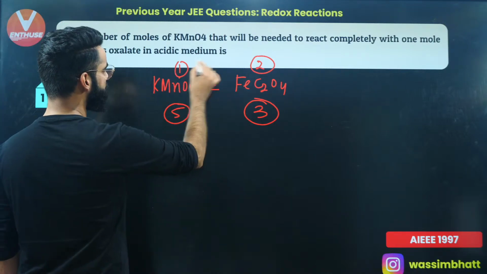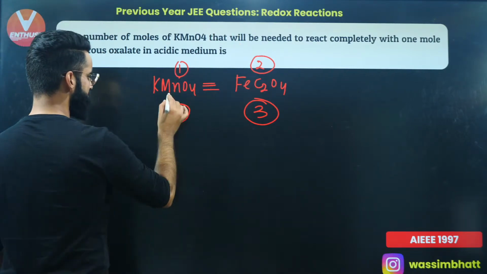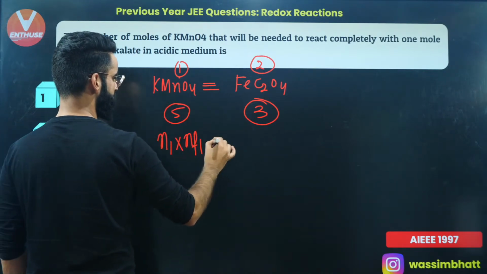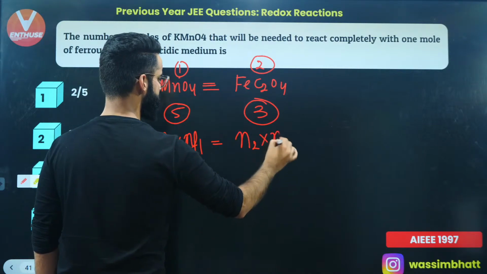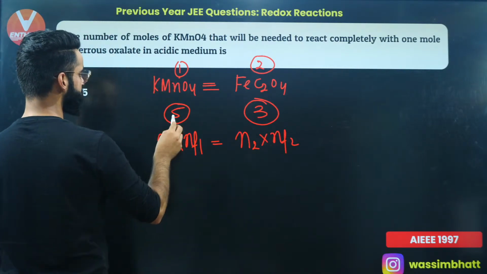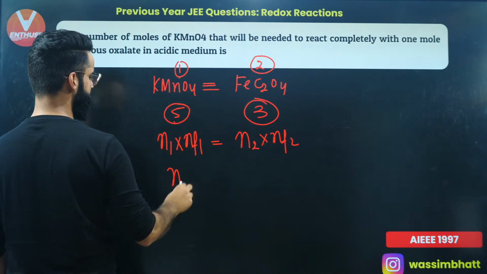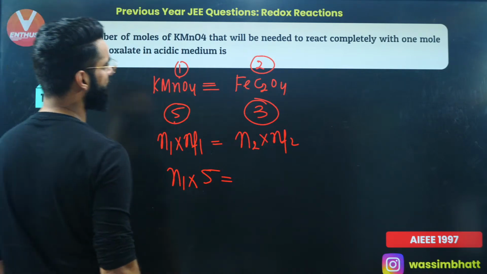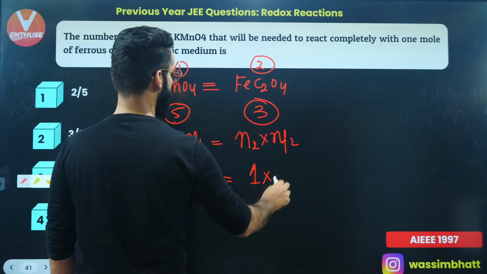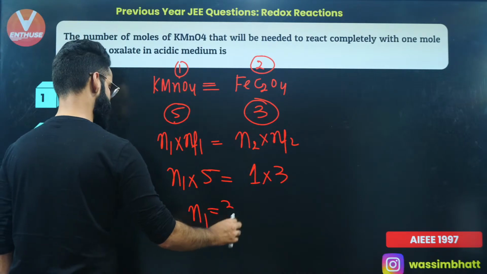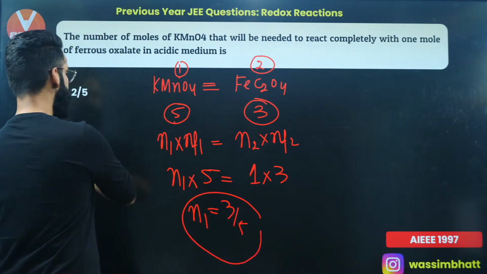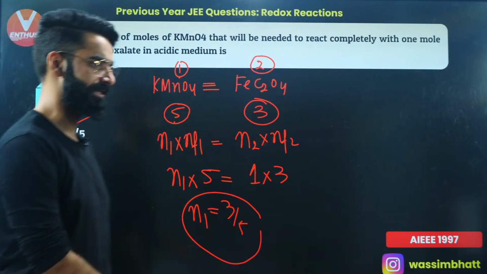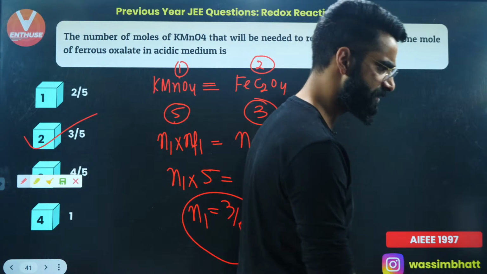Number of gram equivalents of KMnO4 should be equal to number of gram equivalents of ferrous oxalate. Number of gram equivalents of KMnO4 is equal to number of moles of KMnO4 multiplied by N factor of KMnO4, equal to number of moles of ferrous oxalate multiplied by N factor of ferrous oxalate. N1 value, the number of moles of KMnO4, I need to calculate. N factor of KMnO4 in acidic medium is 5. N2 value, number of moles of ferrous oxalate, is 1. N factor of ferrous oxalate is 3. So N1 will come out to be 3 by 5. So 3 by 5 moles of KMnO4 are required to react completely with 1 mole of ferrous oxalate. So 3 by 5 is the answer of this question. Simple, correct?